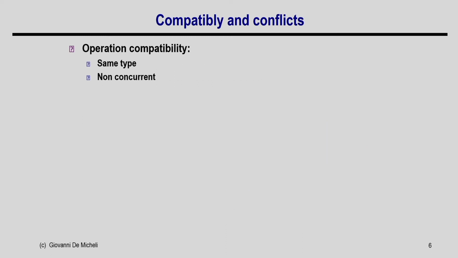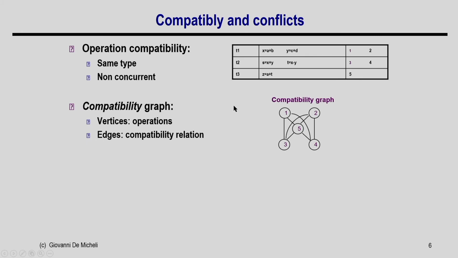Okay. So, now we are going to discuss how we can solve this problem, and we are going to show in the next few slides that this FU allocation and binding problem can be mapped to either a graph coloring problem or a clique partitioning problem, right. So, let us understand what compatibility is.